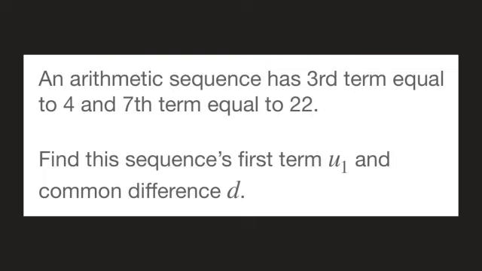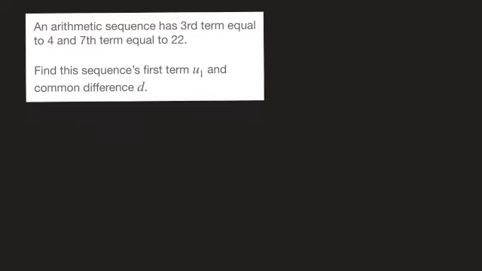An arithmetic sequence has third term equal to 4 and seventh term equal to 22. And we need to find this sequence's first term, u sub 1, and common difference d. Well, to get started, I'll just move this question to the side, like so.